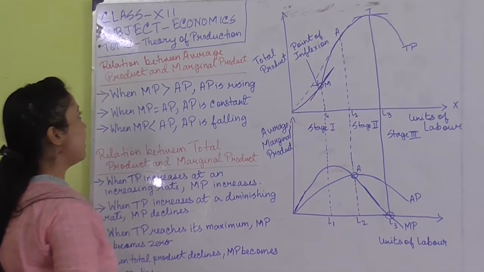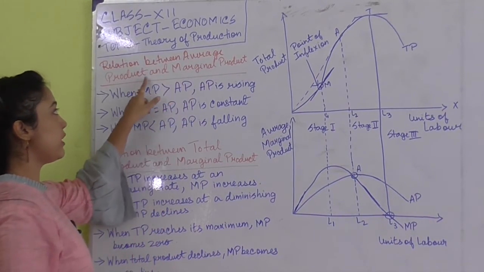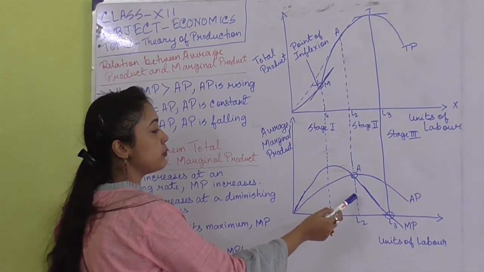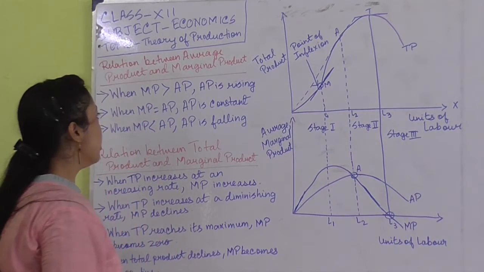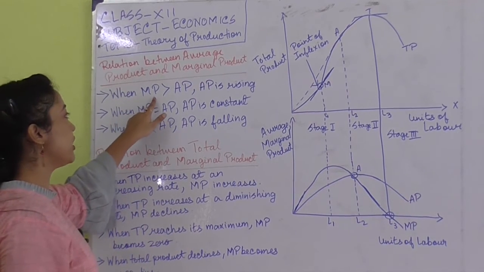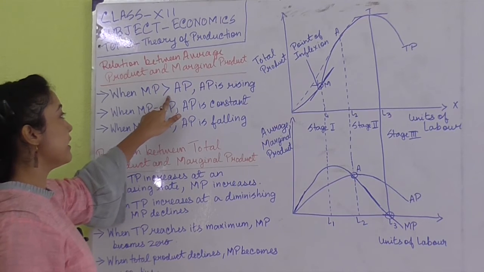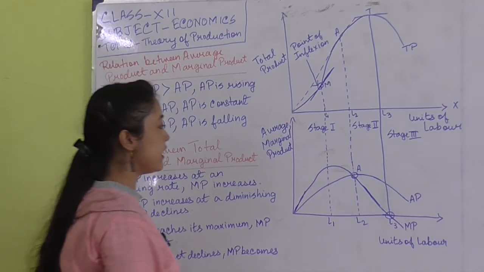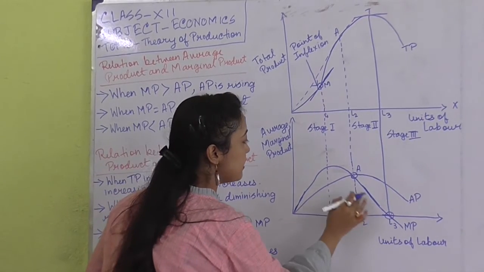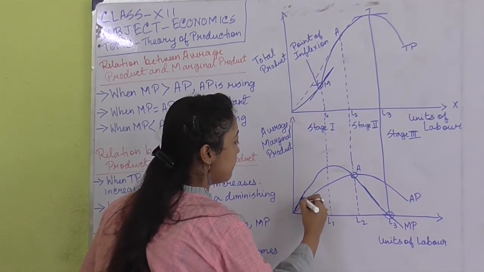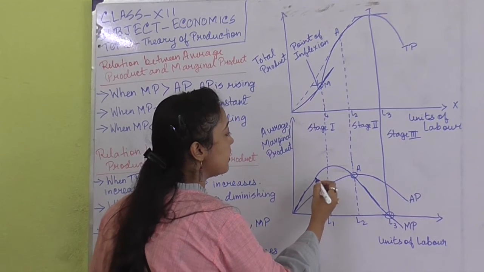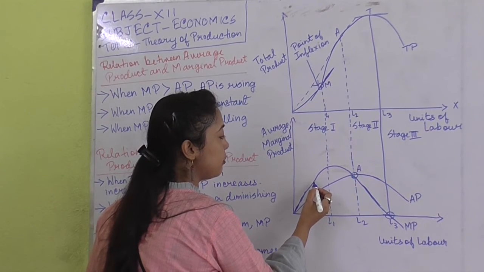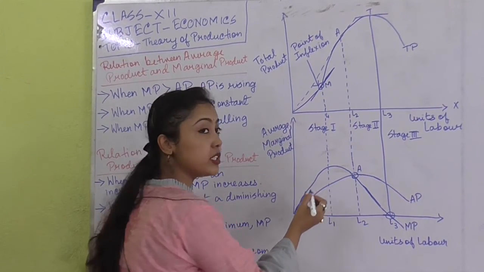So first of all I will show you the relation between average product and the marginal product. Here you can see the relation between average product and marginal product has been given. So first of all it is given that when marginal product MP is greater than average product AP, that time AP is rising. So here you can see that when the marginal product is greater than the average product, the marginal product curve is lying above the average product curve.